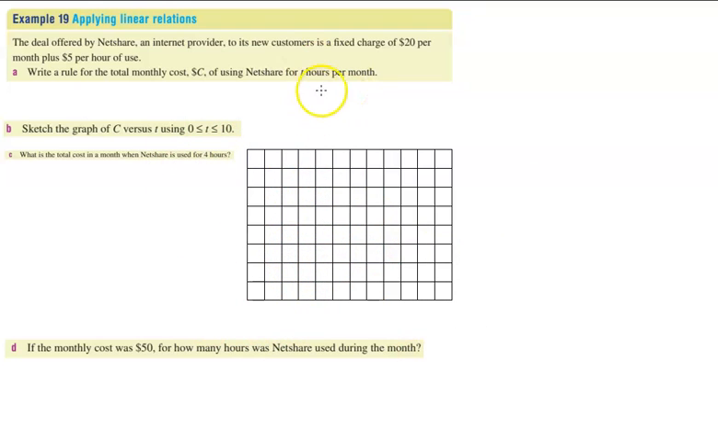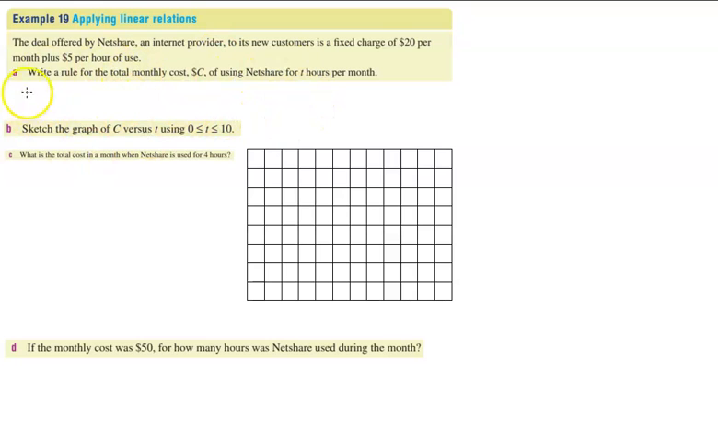So what do I mean by this? Here's an example where the deal offered by NetShare, which is just a company and they're specifically an internet provider, to its new customers is a fixed charge of $20 per month plus $5 per hour of use. So write a rule for the total monthly costs C dollars of using NetShare for T hours per month.